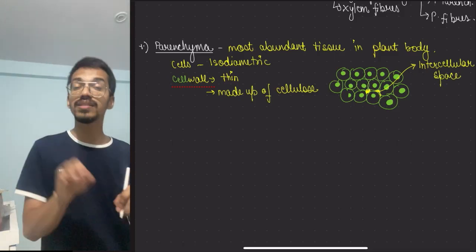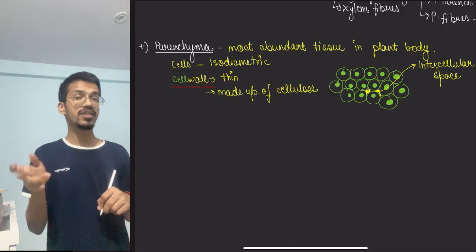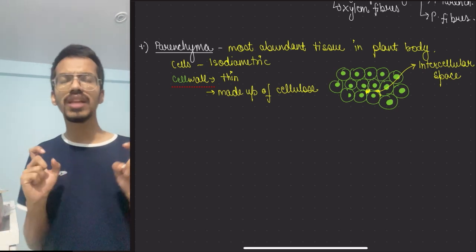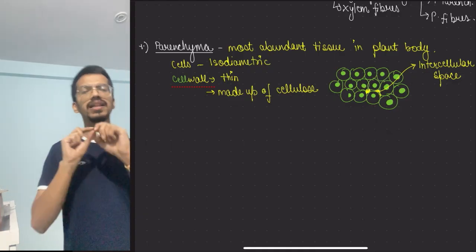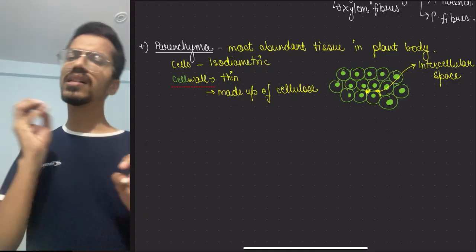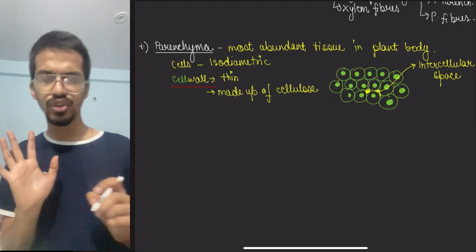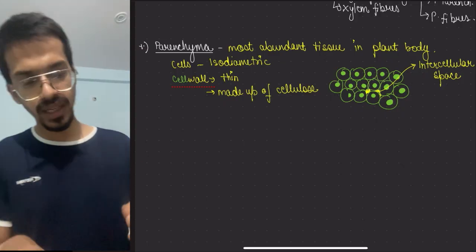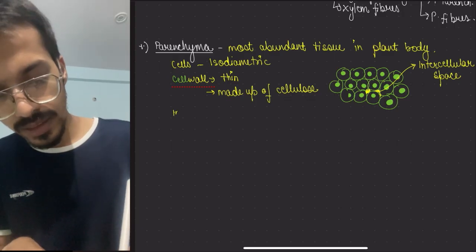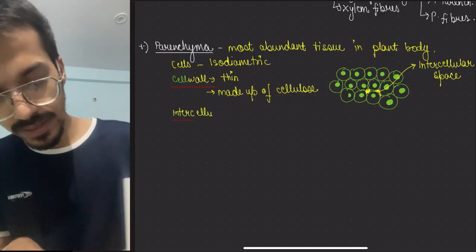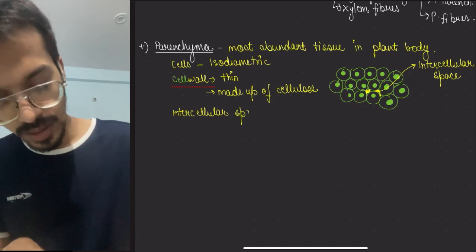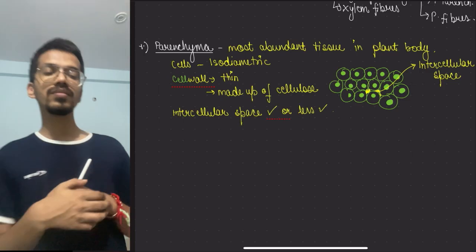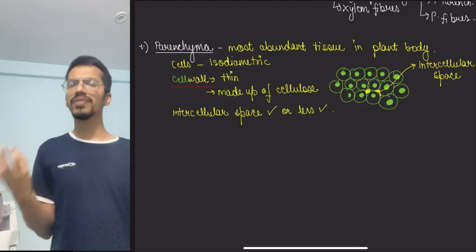So in these cells, intercellular space might be present or absent, depending upon their location. Like at certain locations, such as the hypodermis of certain plants, they are tightly bounded cells. So there is very little or no intercellular space. So we will say intercellular space is present or less present.